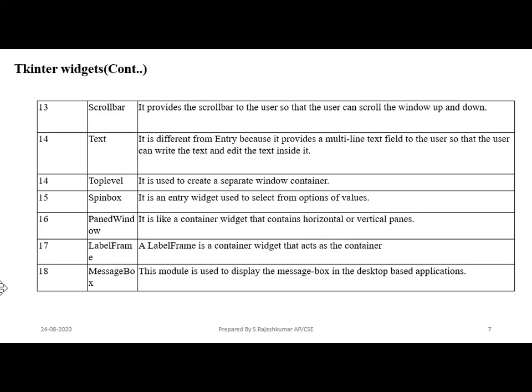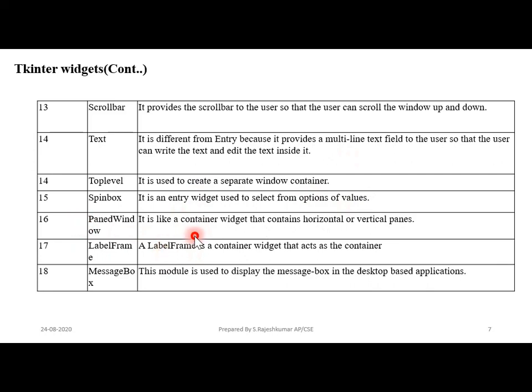Top level is used to create a separate window container. You have already created one window container. If you need to create a separate window container, you have to use top level, right? Top level allows you to create multiple, different pages. So when you click one button, it will show the second page, which means you can use the top level, right? And spin box, an entry widget, is used to select the option for the value.